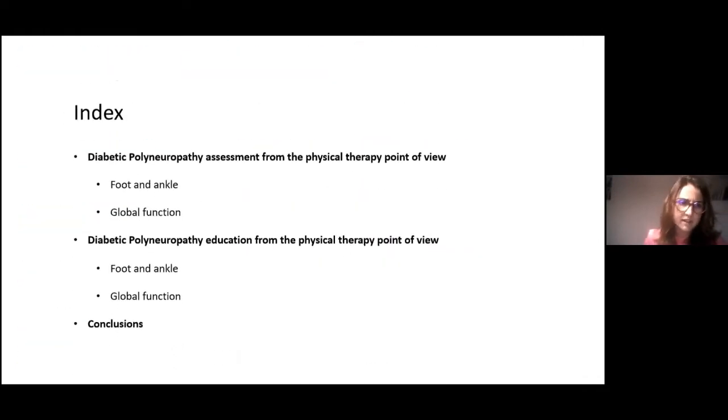Let's see the index. I will try to explain why it is important to assess several foot and ankle aspects and how to do it. I will do the same with the assessment of global movement performance. In relation to therapeutic education, again, I will talk about foot and ankle and global function. And at the end, I will finish sharing some conclusions.